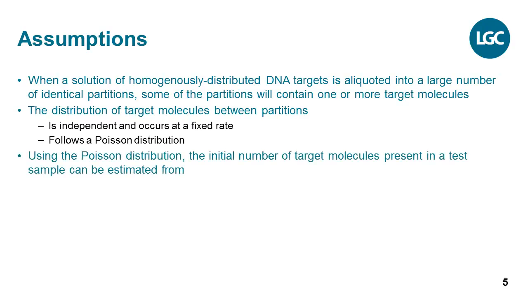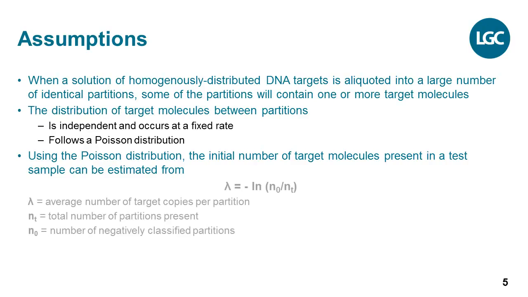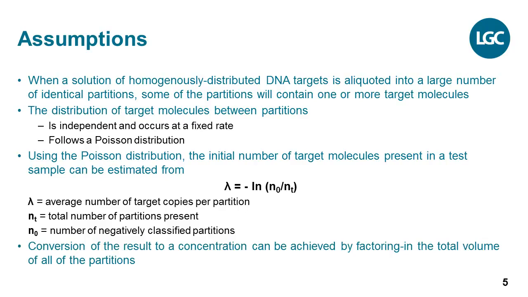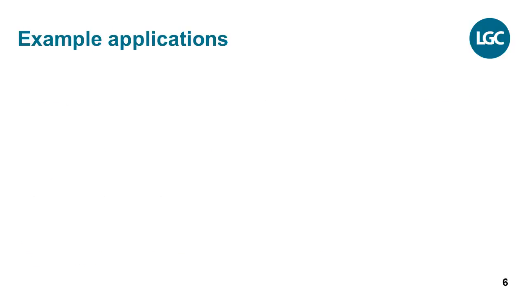And thirdly, that provided the distribution of target DNA molecules is Poissonian, the average number of targets present in each partition can be estimated by applying the equation illustrated, which states that lambda equals the negative of the natural logarithm of the number of negative partitions counted, divided by the total number of partitions counted. The result for lambda can then be converted to a concentration by taking into account the total volume of all of the partitions employed in the equation.